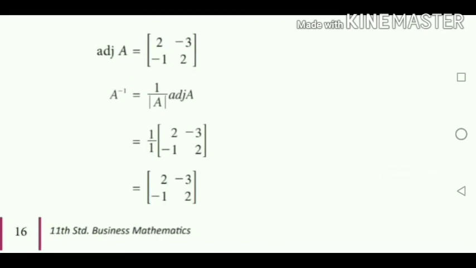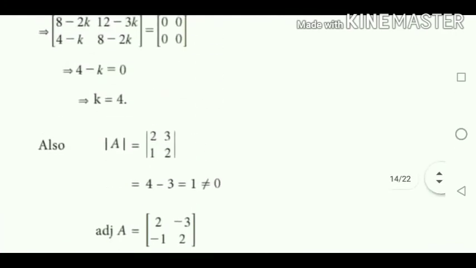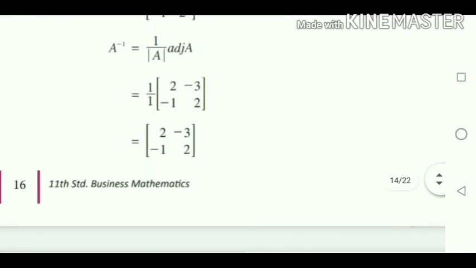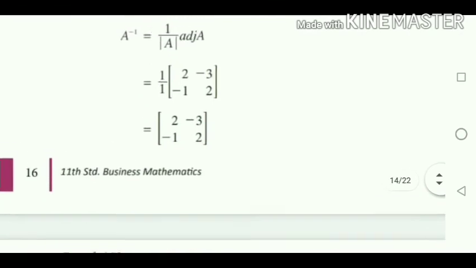So A inverse equal to 1 by determinant of A into adjoint of A. We already found the determinant of A equal to 1. The adjoint of A equal to [2, minus 3; minus 1, 2]. So if you divide by 1, 1 into anything is the same answer. Therefore A inverse equal to [2, minus 3; minus 1, 2].